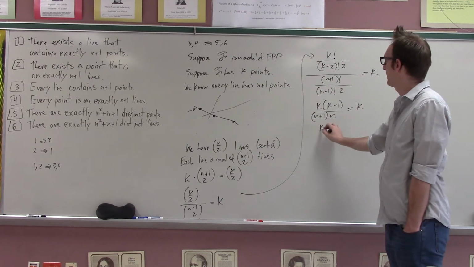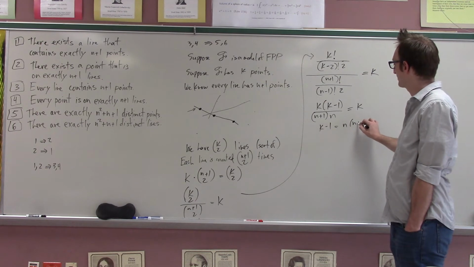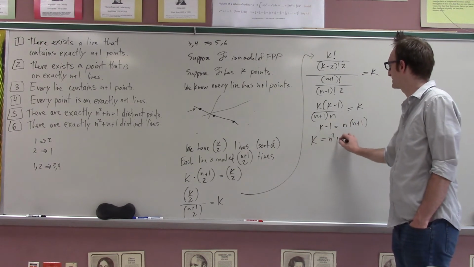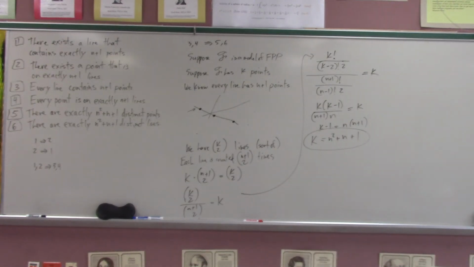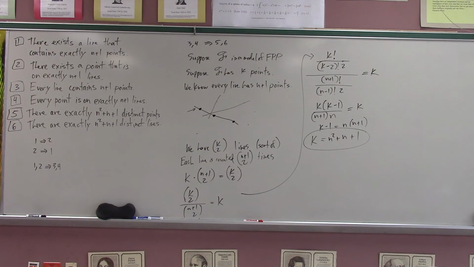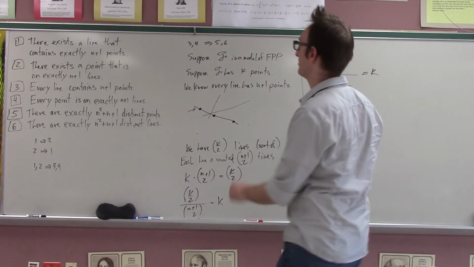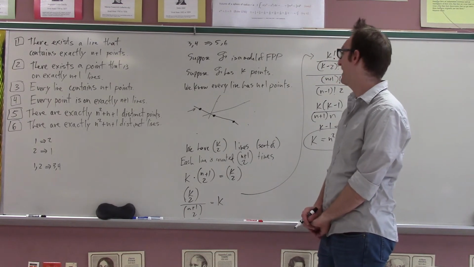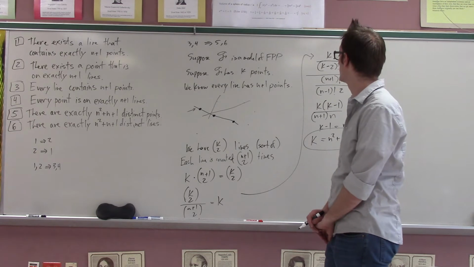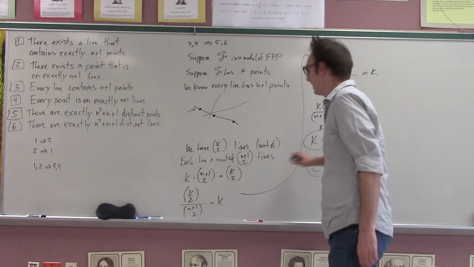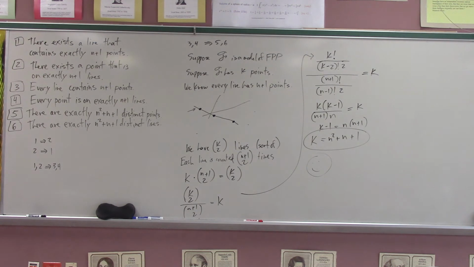Okay, so the k's cancel, and k minus 1 is n times n plus 1. And so k turns out to be n squared plus n plus 1. So that shows that there are n squared plus n plus 1 points, and there are exactly n squared plus n plus 1 distinct lines too by duality. Okay, cool. I think that explanation was decent.